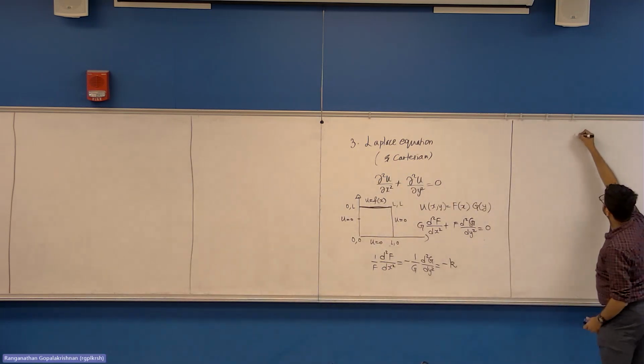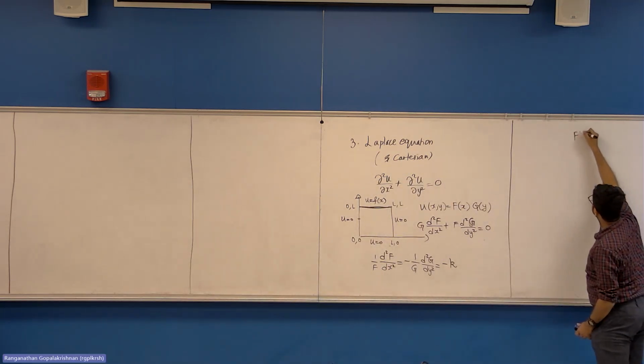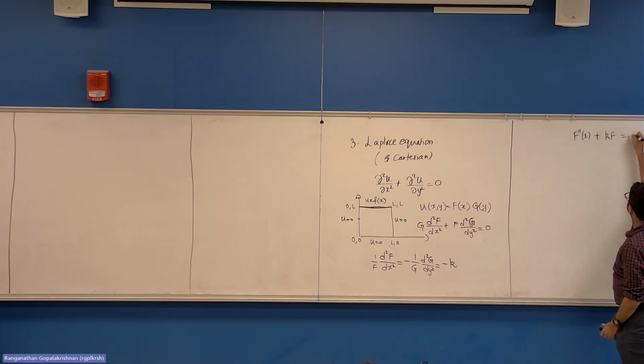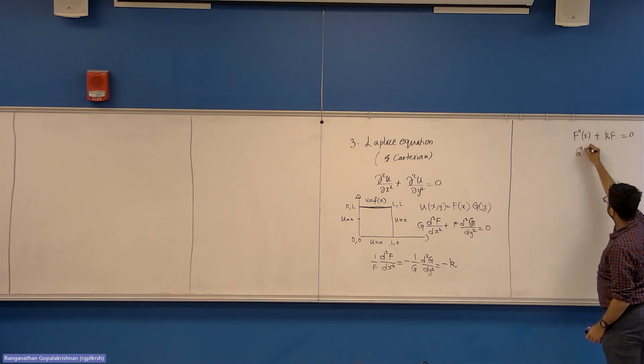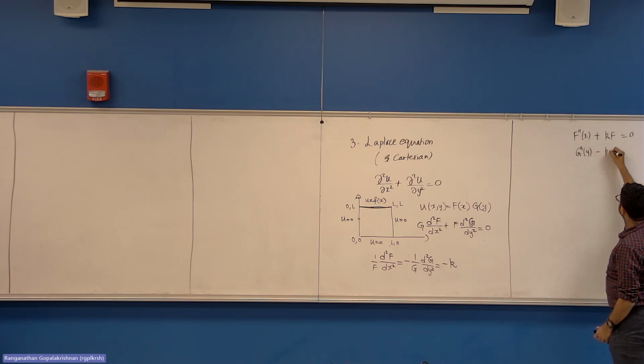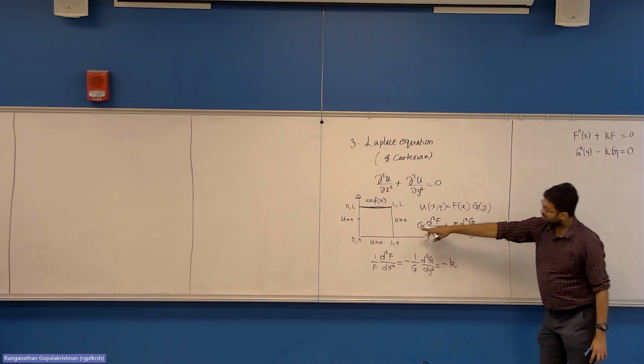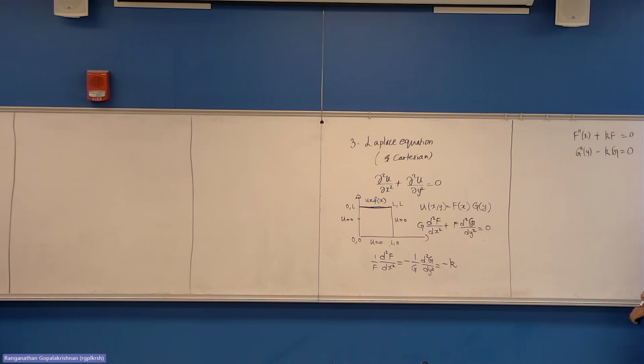So we have the second derivative with respect to x plus kf equal to 0, and the second derivative with respect to y minus kg equal to 0. You want to now split the boundary conditions.